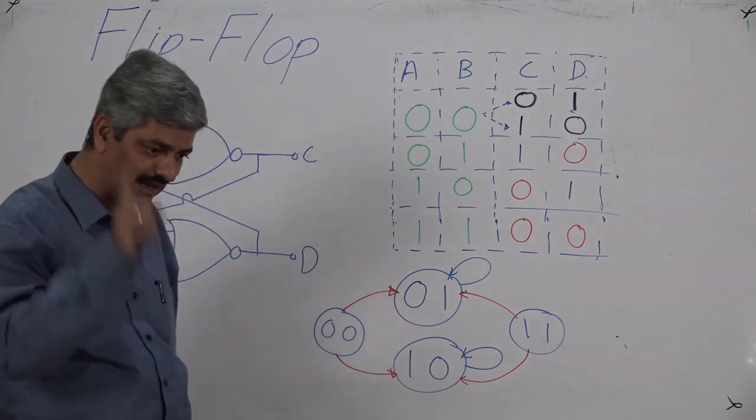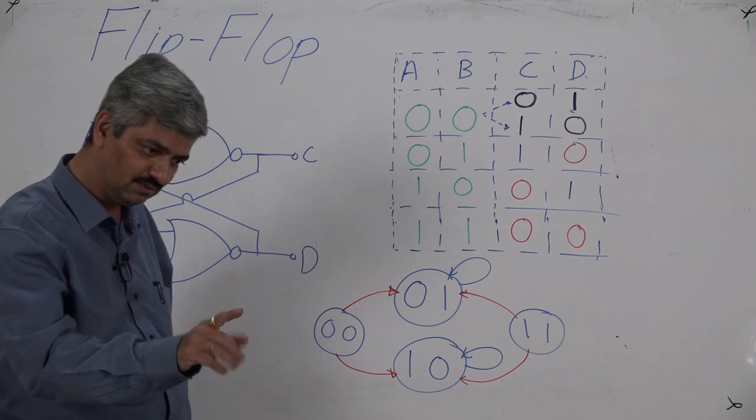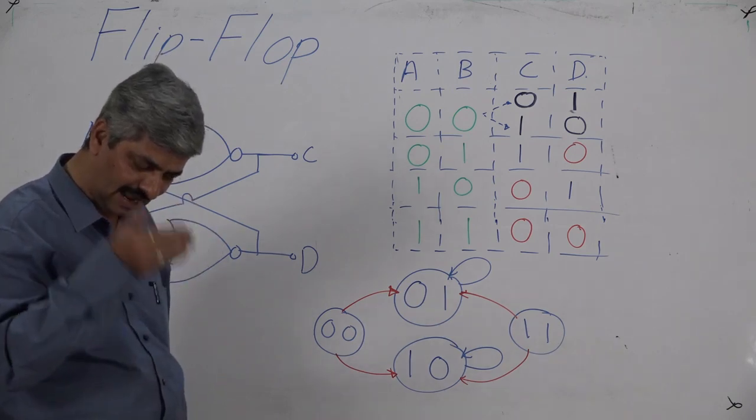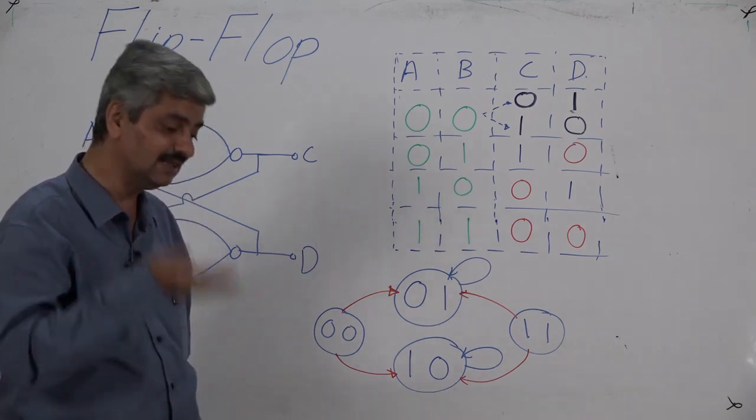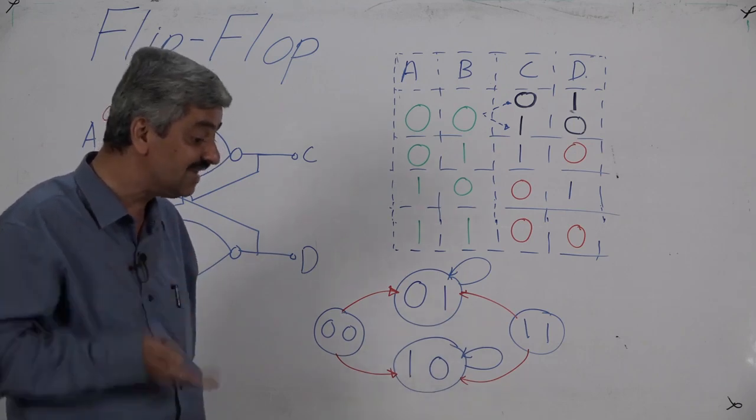Means when A and B are 0 0, when A and B became 0 0, at that time what were C and D?